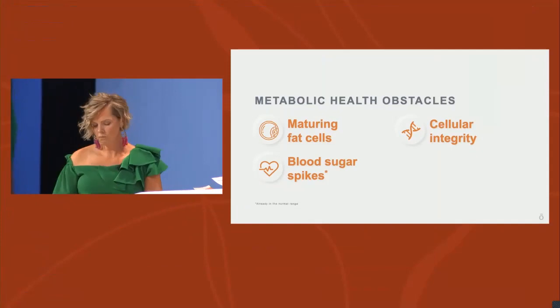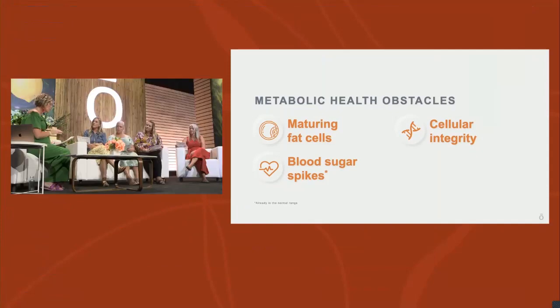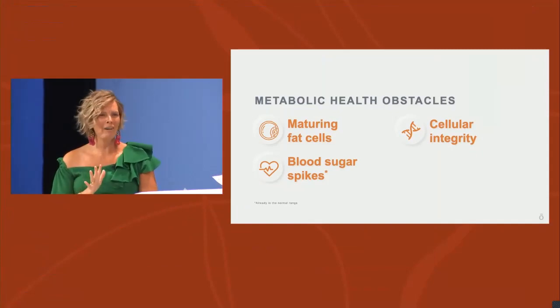Okay, the third obstacle to metabolic health is cellular integrity. There are 2 key things I want you to understand about the relationship between aging and cellular integrity. And these 2 things are crucial for our metabolic function, and both also begin to decrease at the age of 25. I've got hope, guys. I'm here for you.